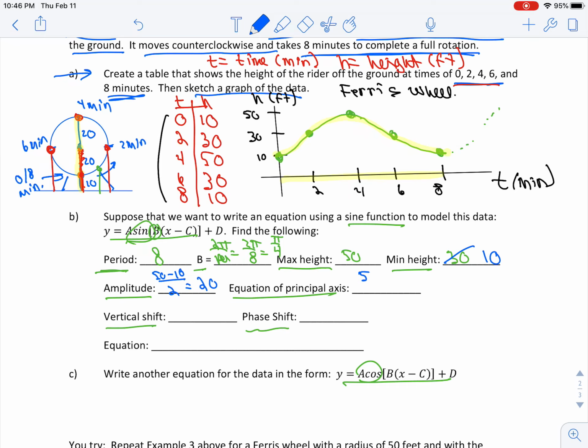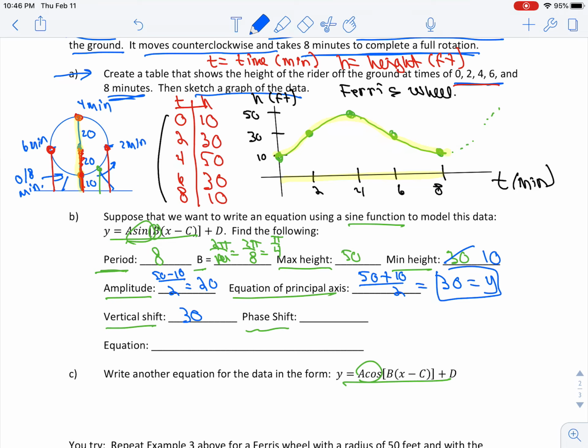So the equation of the principal axis then, remember, is the average of the high and the low. So that's 50 plus 10 divided by 2. So 60 divided by 2 is 30. So that tells us that the vertical shift, because the equation of the principal axis is now y equals 30, the vertical shift is up 30. So that's, we can just say 30.